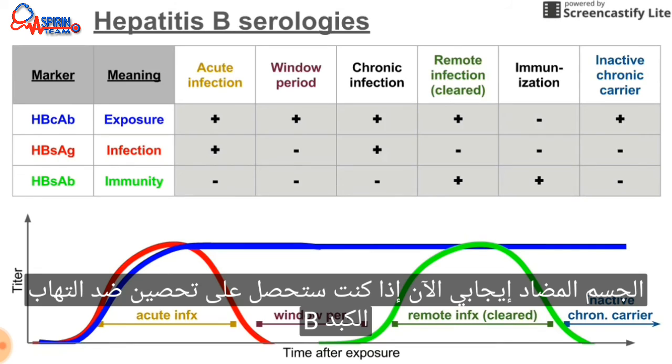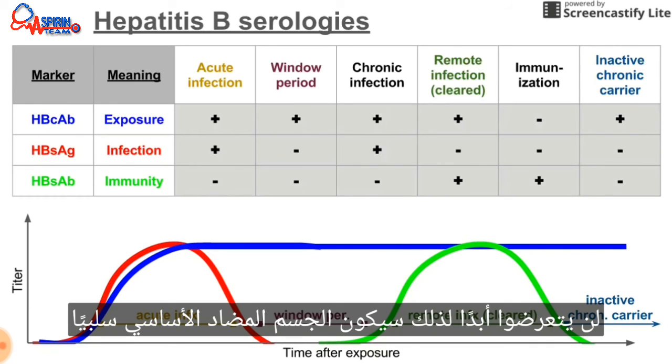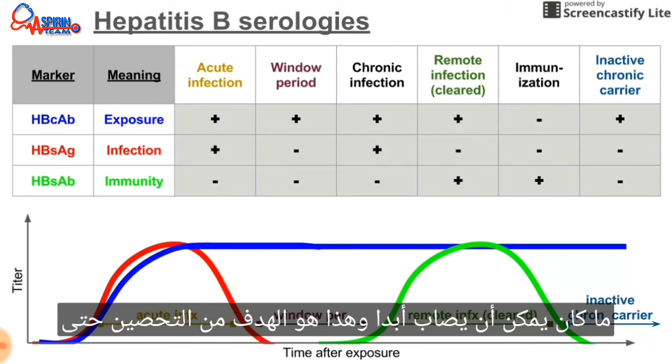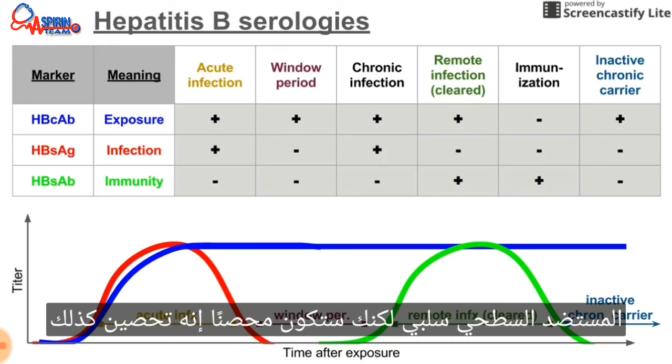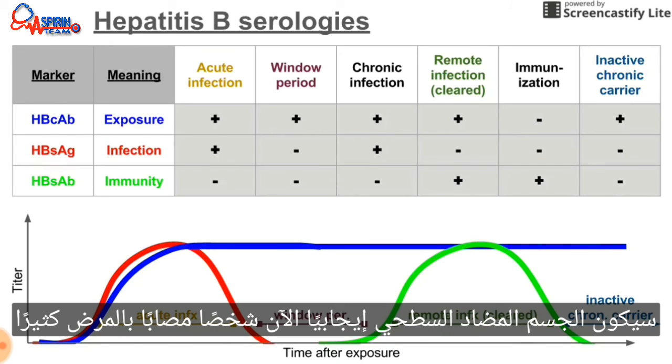Now, if you were to get an immunization to hepatitis B, you would never have been exposed, so the core antibody would be negative. You would never have been infected, that's the point of the immunization, so the surface antigen is negative, but you would be immune. It's an immunization, so the surface antibody would be positive.